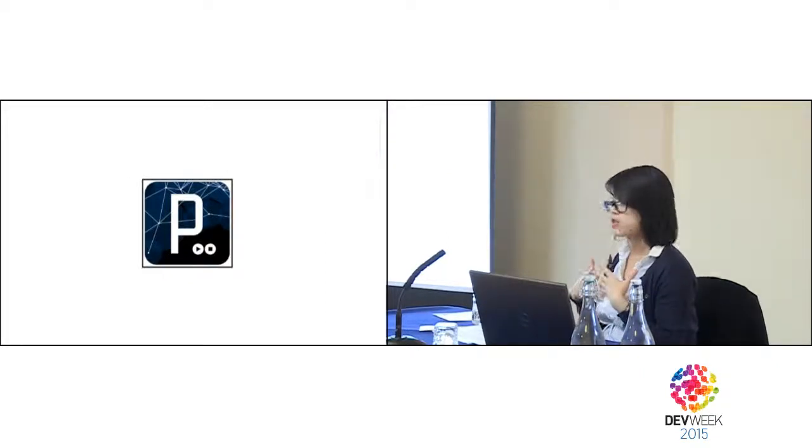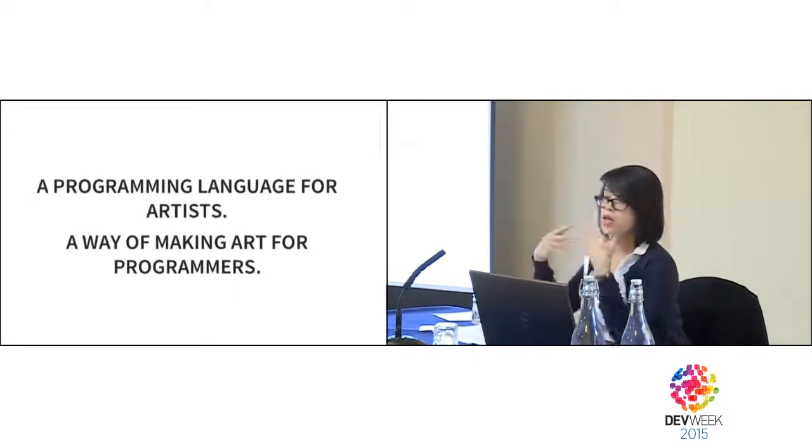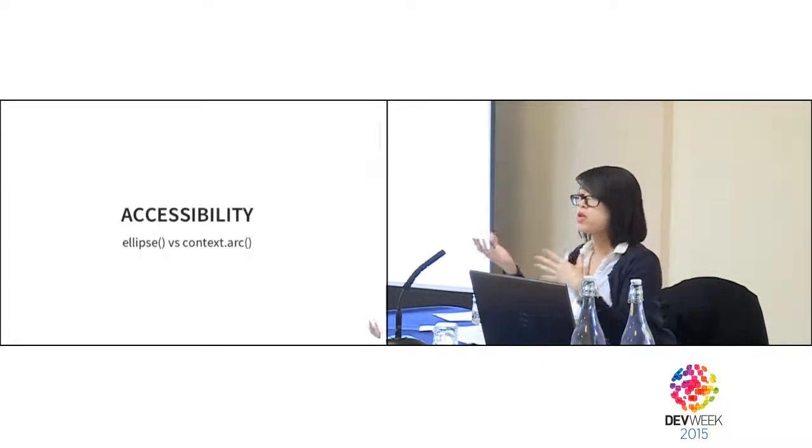So P5.js is a spiritual descendant of Processing. As I mentioned before, Processing is built on top of Java, and it was designed with designers and artists in mind at MIT Media Lab. It's a programming language for artists and a way of making art for programmers. And one of the goals of Processing is making it accessible.